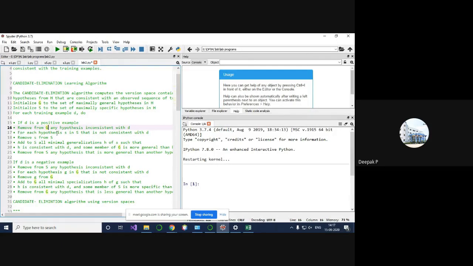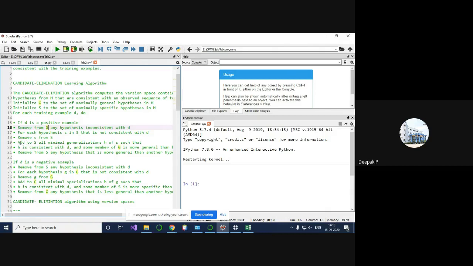And for each hypothesis s in S that is not consistent with d, remove s from S. Right now there is no inconsistent data, so what should I do? I should retain the same, as I have the empty set. Whereas in the second category, I am going to remove the inconsistent data, that means whenever the data is going to change.